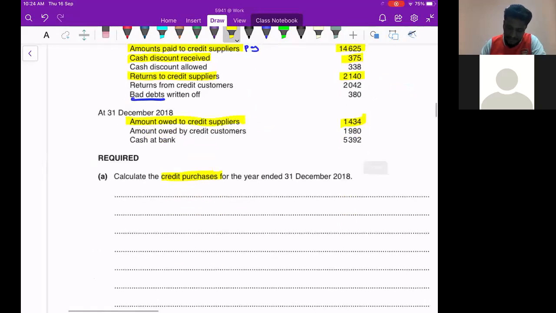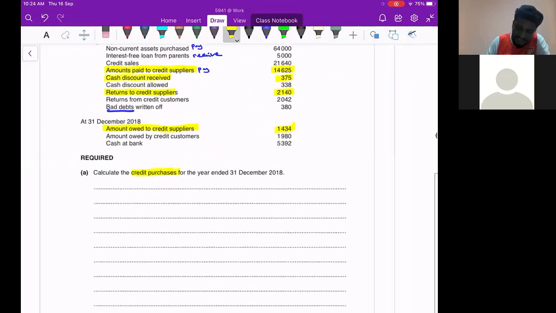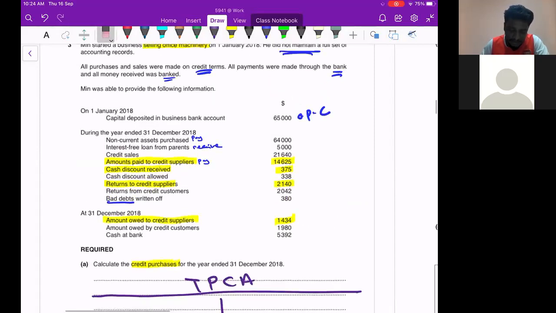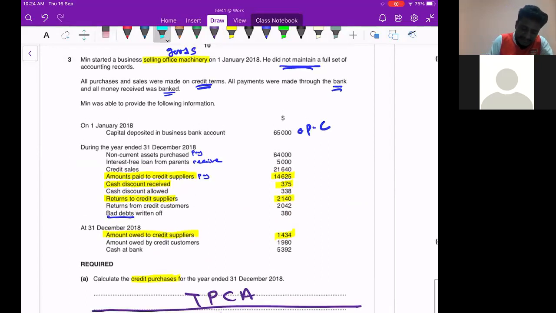So I'm going to do the trade payable account here to calculate the credit purchases. So this is my trade payable control account, or you can say total trade payable account also can. My total trade payable account, the balance BD normally will be credit side because trade payable is a liability. But in this question, you don't have any balance BD because they just started the business.